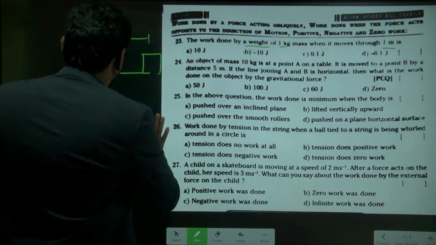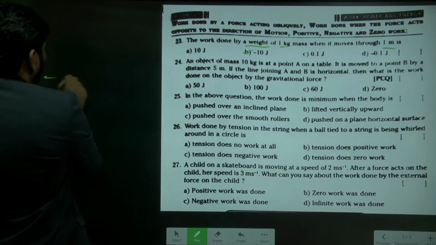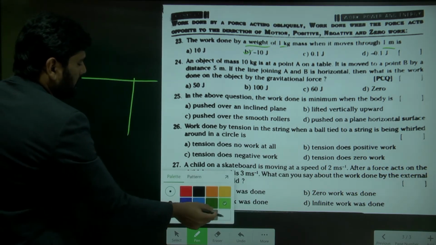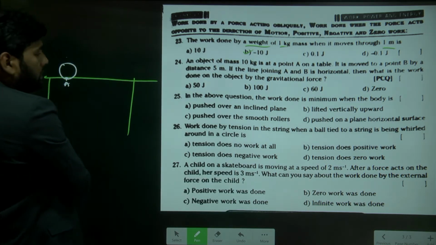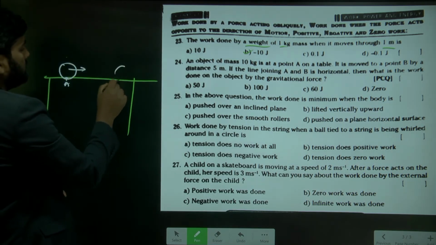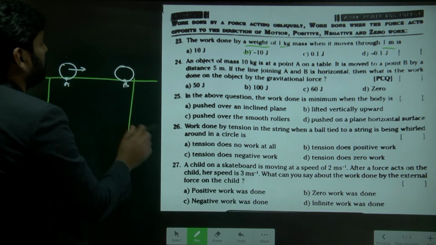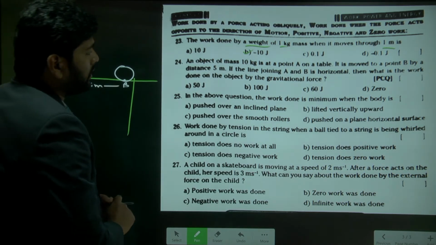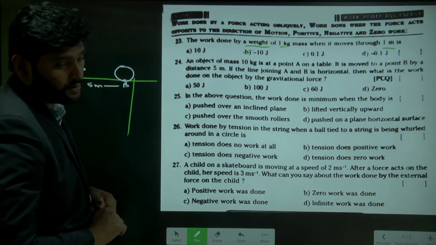So this is also a similar kind. Here imagine this is a table. On this table, an object is present at point A. Now we are moving this object along this direction through a distance up to point B. The distance between point A and point B is 5 meters. Understand? But here he is asking what is the work done by the gravitational force?